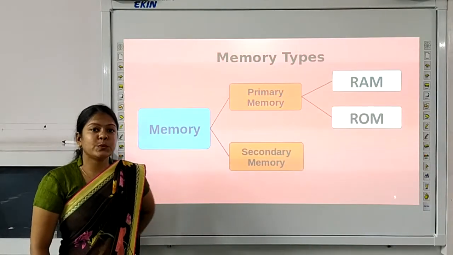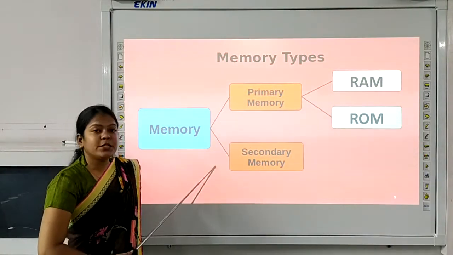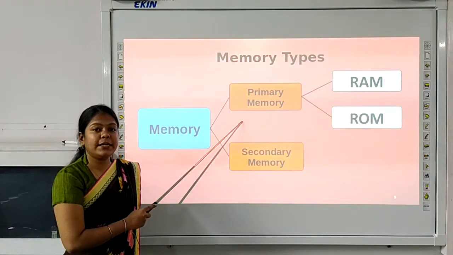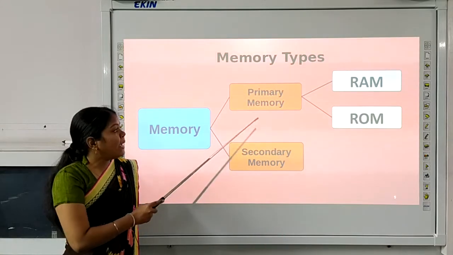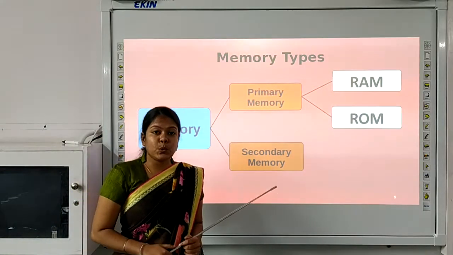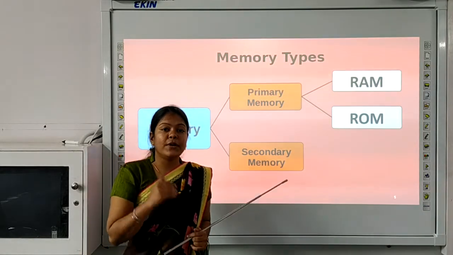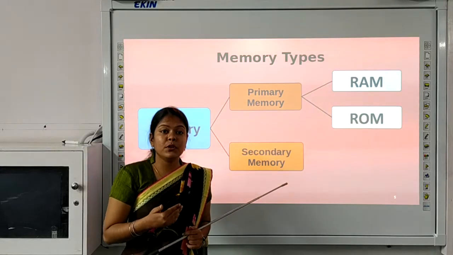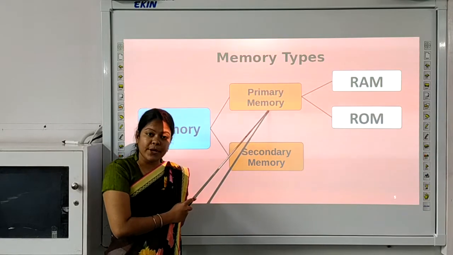Okay. So students, now we discuss memory types. This chart shows the types of memory. We have memory which is divided into two types: primary memory and secondary memory. Primary memory is mainly used to store the data and information running in the computer. So when we are using the computer, hum jab computer use karte hain, to hum jo bhi program jis bhi program pe work karte hain, wo basically aapka kis mein store hota hai? It is stored in the primary memory.